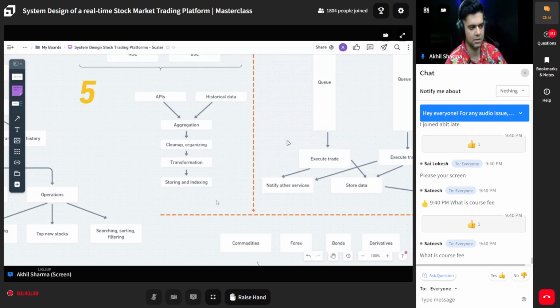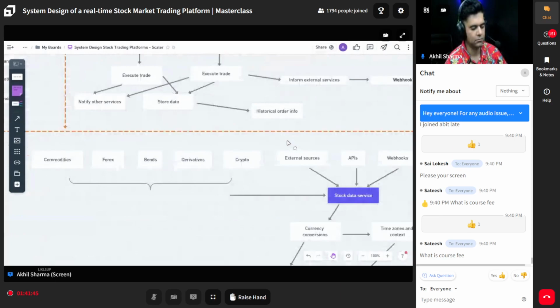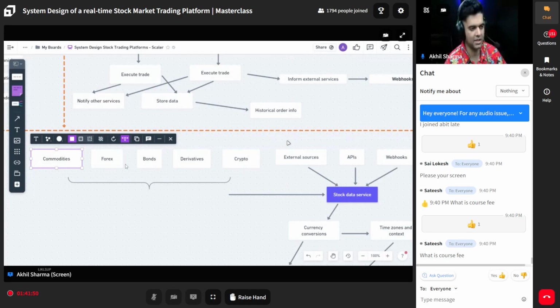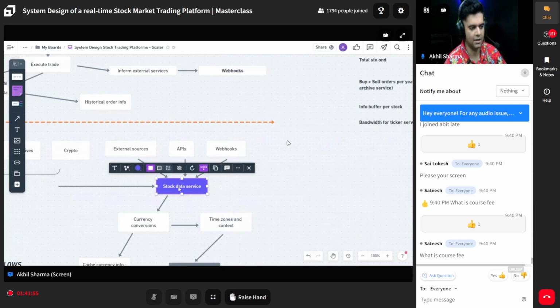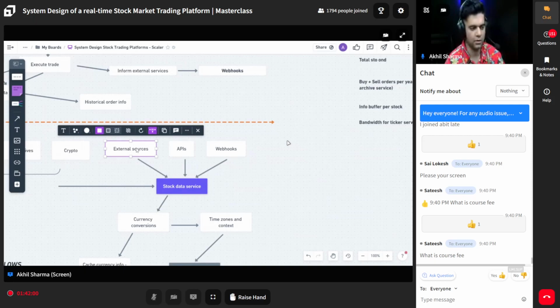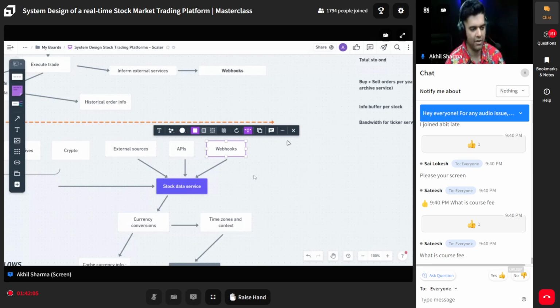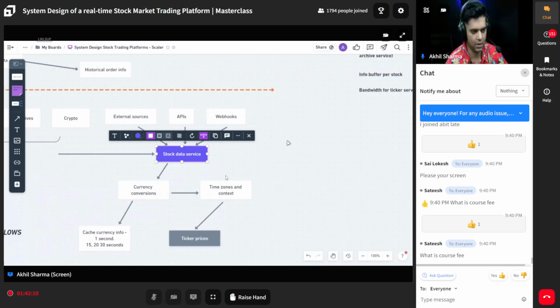Apart from that, we are not just considering selling stocks. We're considering that we'll be selling commodities, forex, bonds, derivatives, and crypto. All of that we'll be selling. So all of that information can go into something called a stock data service. All of the information coming from external sources, like the NYSE, all of those APIs and historical information that we have purchased, and the webhook information, is going to flow into a special microservice that we're going to call a stock data service. It's going to have all the data of all the stocks that are getting traded right now.